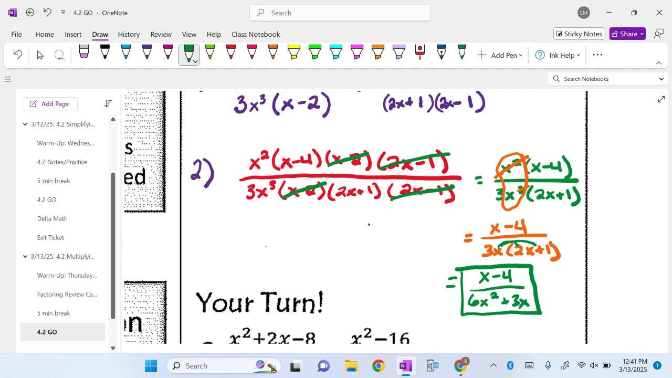But the reason that I could have gotten rid of these x squareds and x cubed is because it was technically being multiplied to this term, and the x cubed was technically being multiplied to this term. And even though the x cubed was connected to the 3, it was connected to it by multiplication.